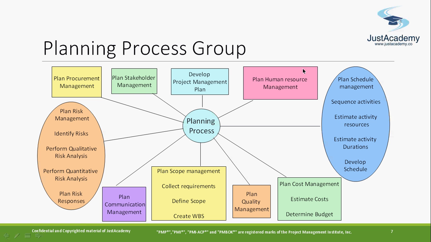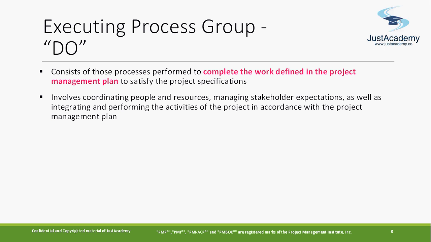This is from time management. This is from human resource management. This is from stakeholder management. This is procurement management. This is for risk management, communication management. So different processes from the different knowledge areas. What else comes? These come in the planning process group. And as I said, during the training itself, we're going to go through these processes one by one.